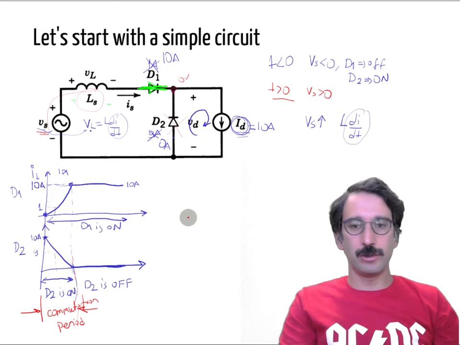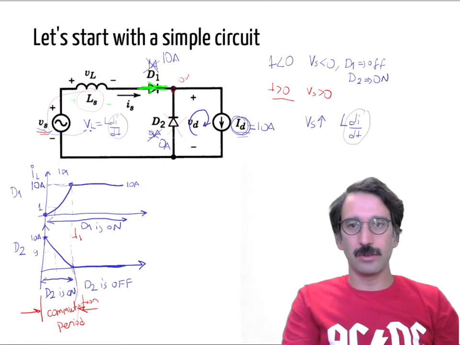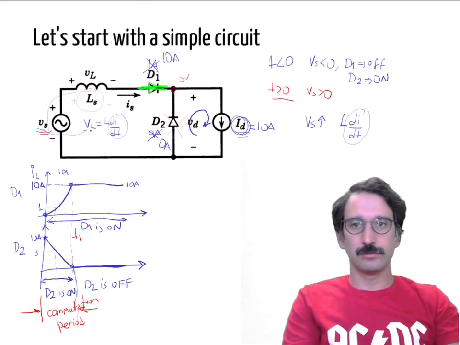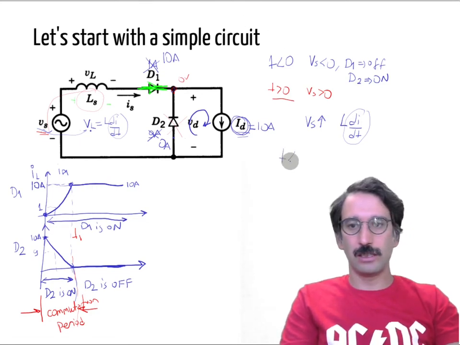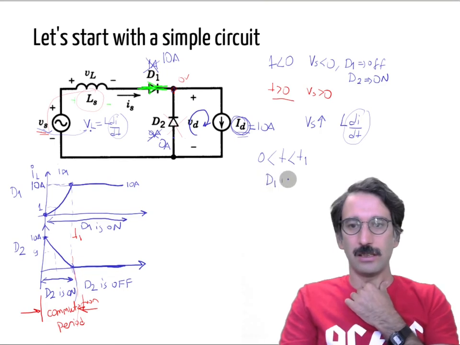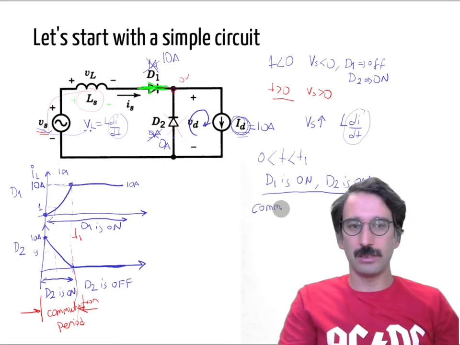So for the commutation period, let's call this area T1. For T smaller than T1 and larger than 0, we have D1 on and D2 on. During the commutation period, it's also called the overlapping period.